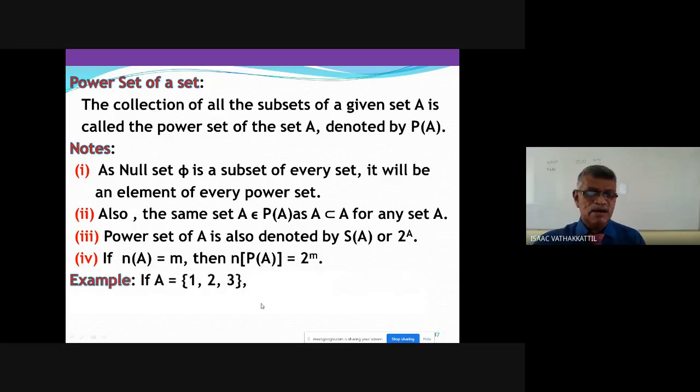Okay, let's take an example. A is {1, 2, 3}, 3 elements. If I write the power set, how many elements will be there for the power set?